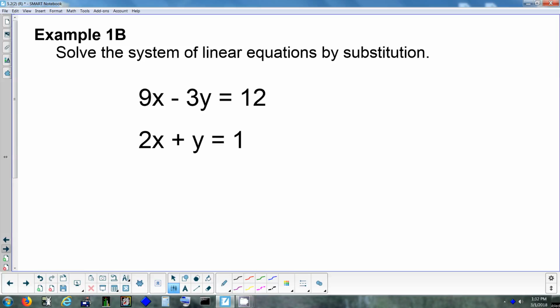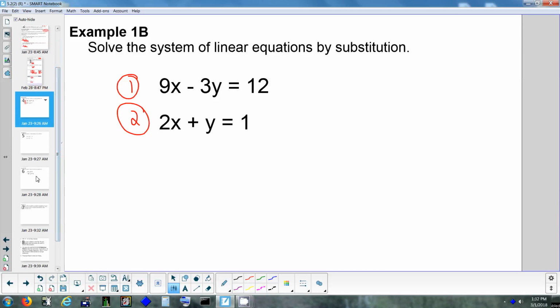What's the first thing? First thing we look for is, do I have Y equals or X equals? Is it already isolated? No. So we have to rearrange. I got equation 1, I got equation 2. Which one do you want to rearrange? Equation 2, right? Now, X and X only. How am I going to rearrange that?